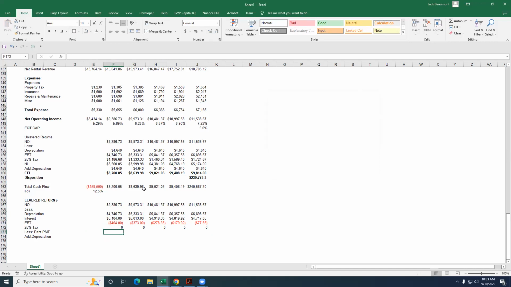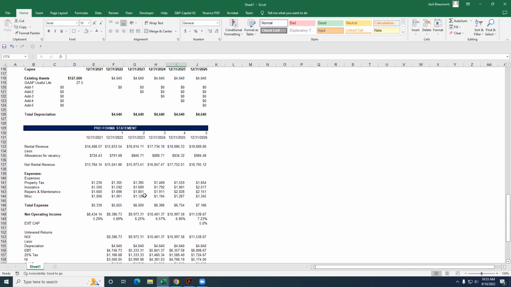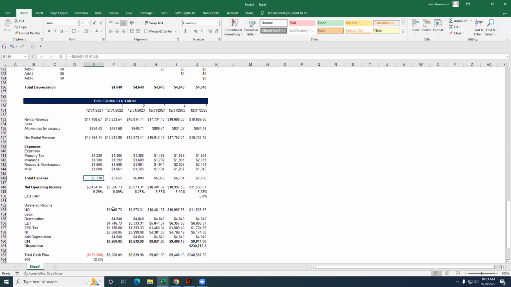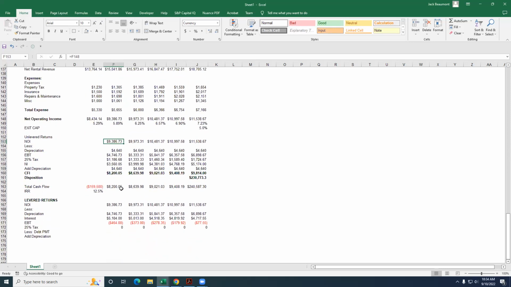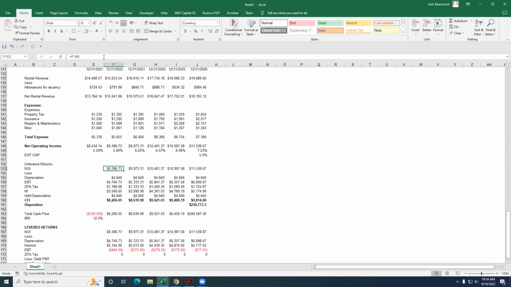And then we need to, let's just go back up to total expenses, cash flow. Just making sure that's still correct. The operating income.